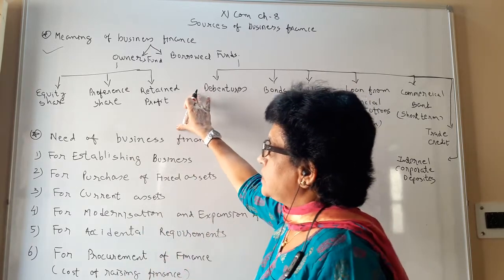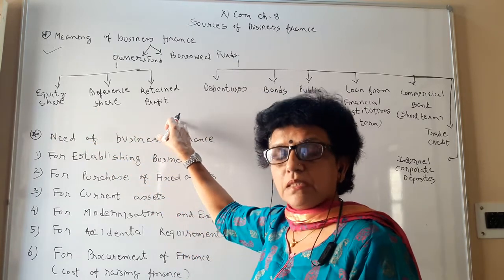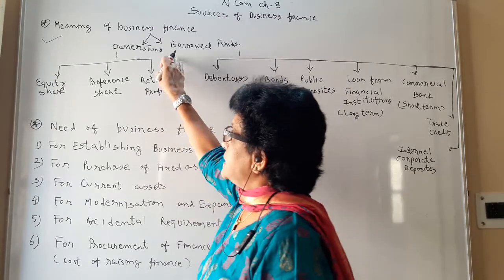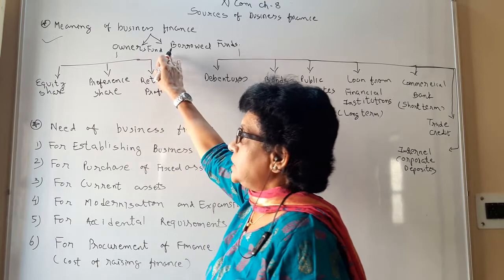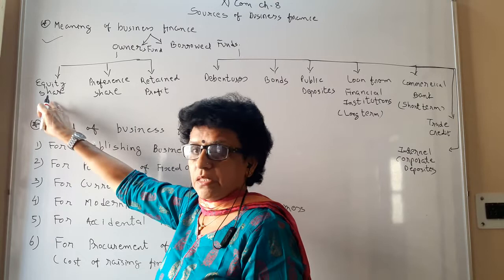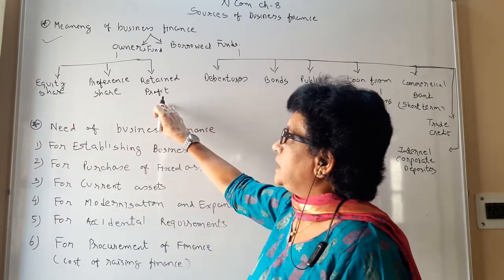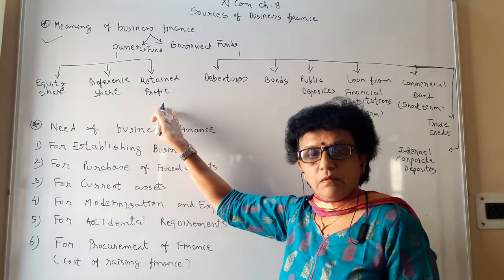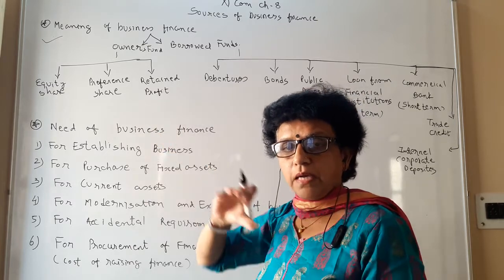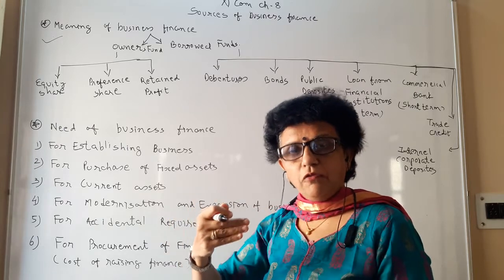Now we are going to see how business finance can be collected by big business houses, by big business units. Business finance can be collected, first, from the owner's fund. Owner's fund can be collected in the form of equity share, preference share, or retained profit. What does retained profit mean? It is the profit undistributed to the owners. You have kept a certain portion aside. That is also called ploughing back of profit.